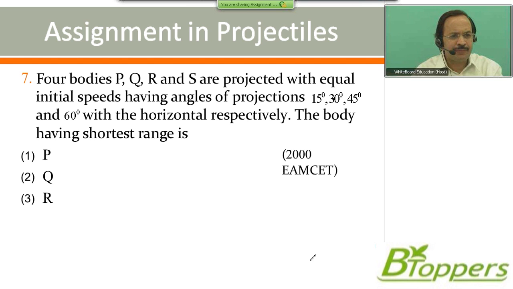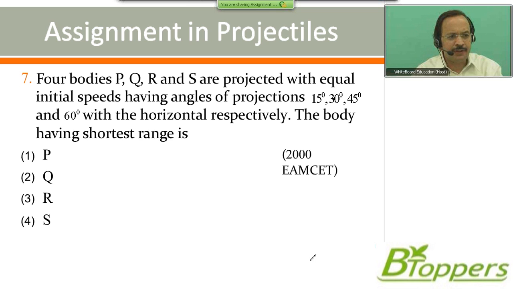Four bodies P, Q, R and S are projected with equal initial speeds, having angles of projection 15 degrees, 30 degrees, 45 degrees and 60 degrees with the horizontal respectively. The body having the shortest range is.